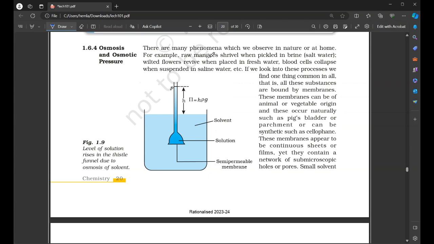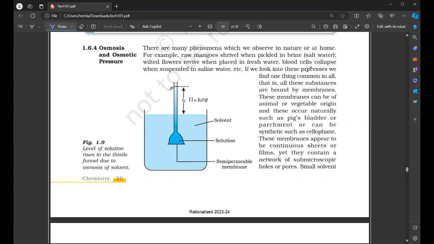For example, raw mangoes shrivel when pickled in brine, achar. Wilted flowers revive when placed in fresh water. Blood cells collapse when suspended in saline water, etc. तो ये एग्जाम्पल हमें याद रखना है.